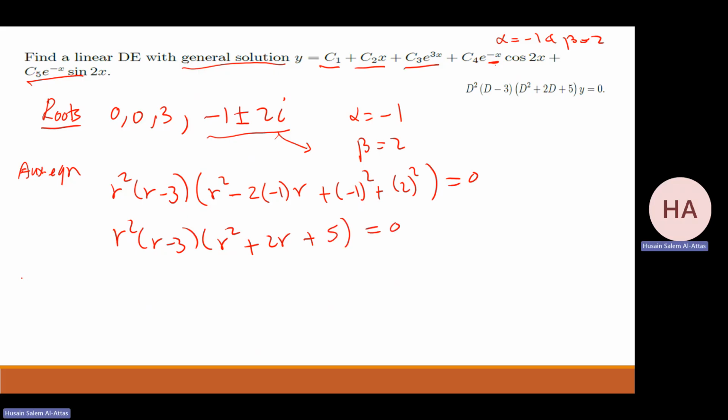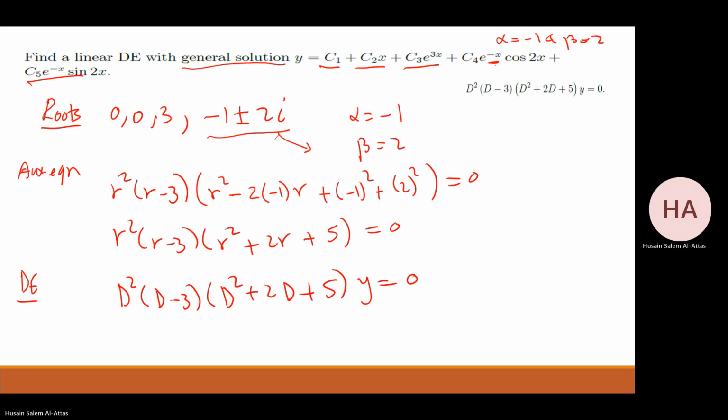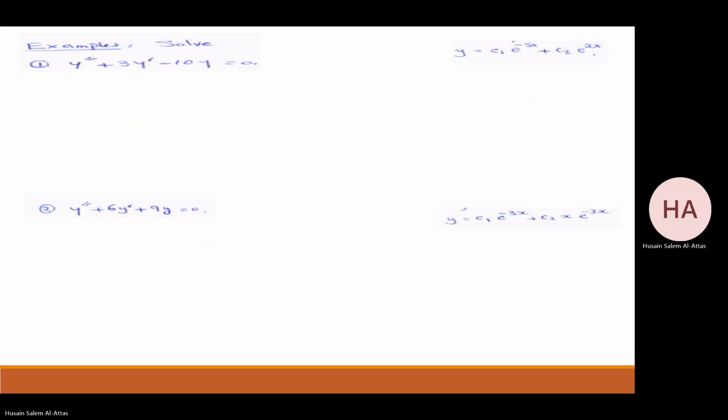So what will be the equation? The differential equation. Since he wrote it in operator form, I will do it in terms of operator. D square, D minus 3, D square plus 2D plus 5, operating on y equals 0. Which is this one. Exactly. Now I'm going to try more problems.